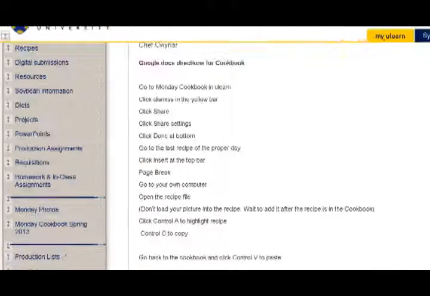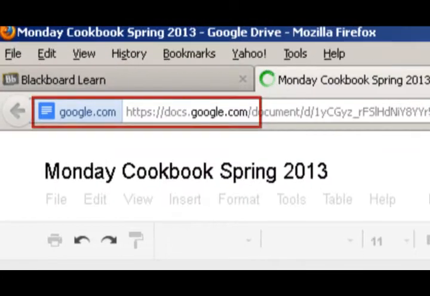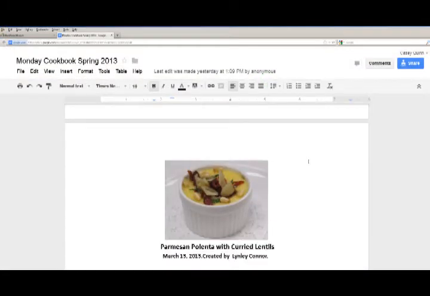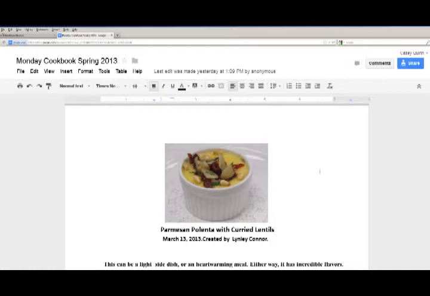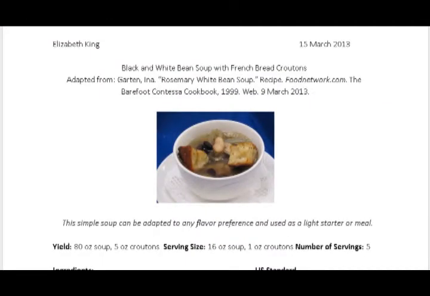What we ended up doing is creating a link to the Monday cookbook. The students would click on that. The Google Doc would come up where they could go ahead and submit. So they had to insert a page, pop their recipe in, and continue down. Here's the photo we took in class, and I posted these photos every night for the students so that they could go ahead and download them into the recipe.